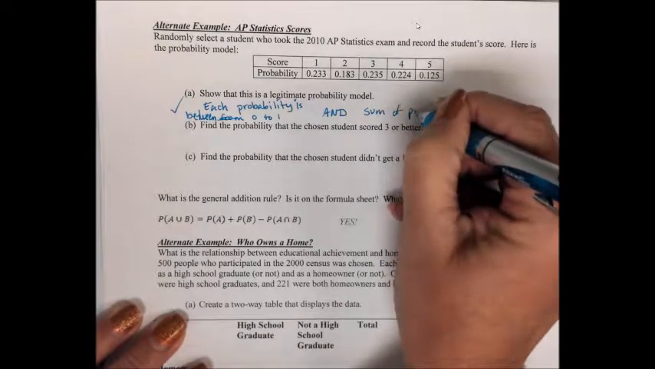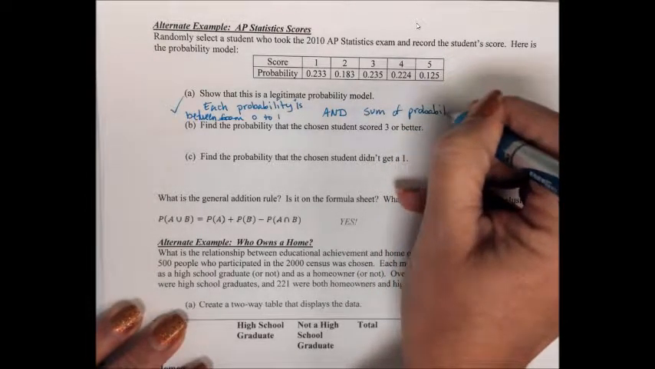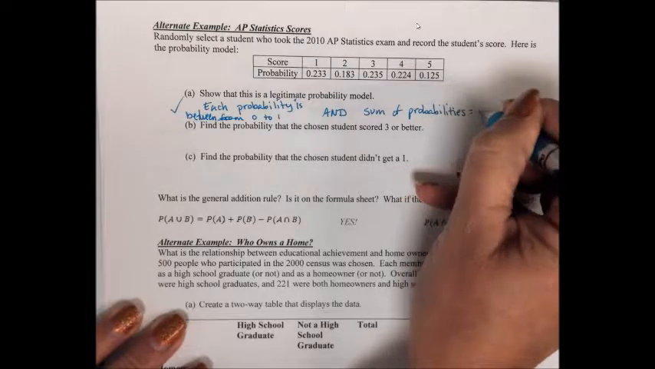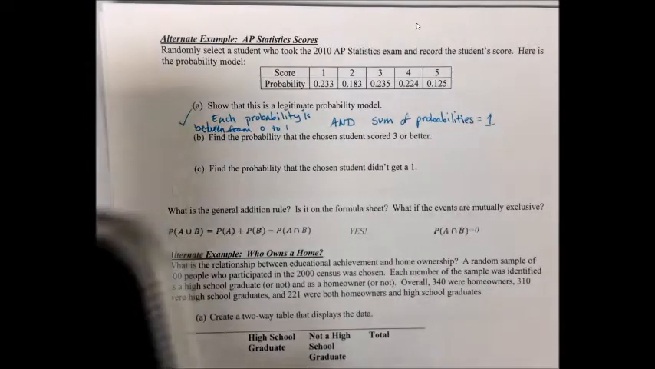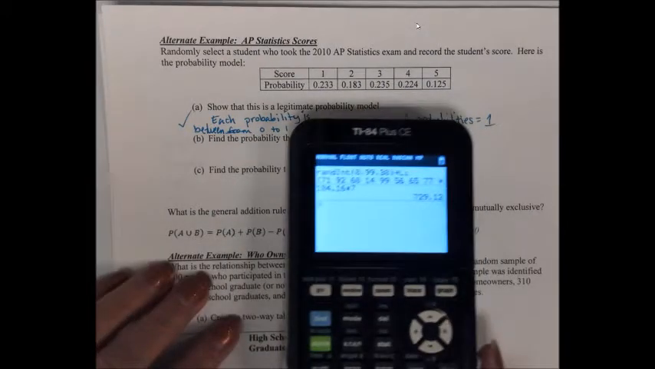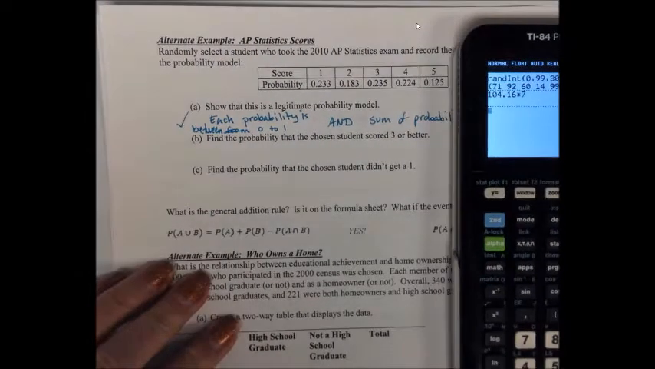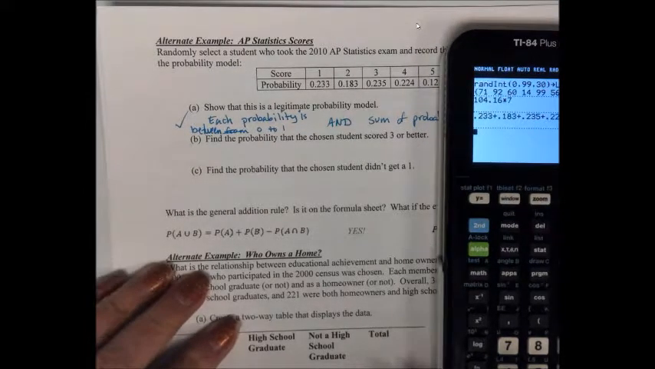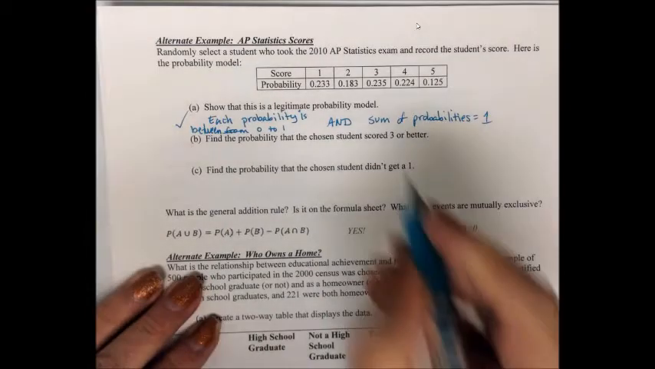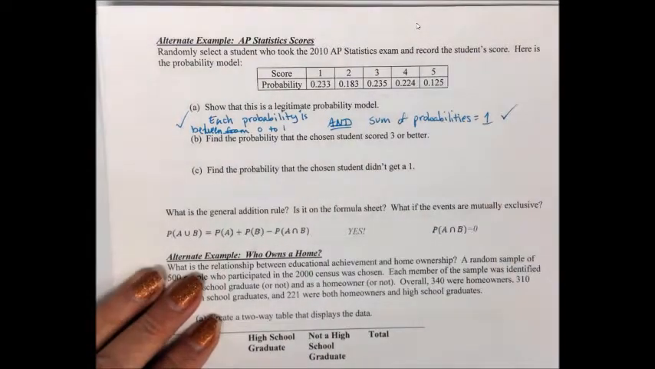Everything is between 0 and 1, and the sum of the probabilities equals 1. Again, I should verify that. I shouldn't just assume it. So I'm going to simply add them up: 0.233 plus 0.183 plus 0.235 plus 0.224 plus 0.125. I just verified that it does add up to 1 whole. So both components have to be talked about.